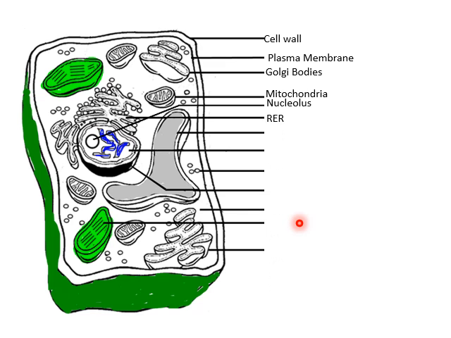The next thing here is we have the rough endoplasmic reticulum. So the endoplasmic reticulum is a network that substances can move through.